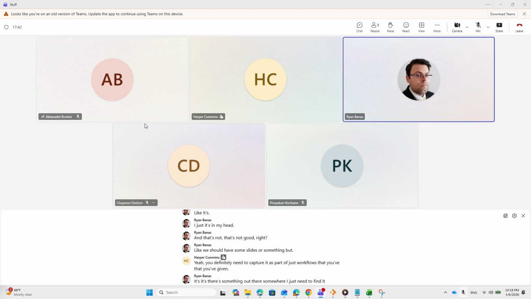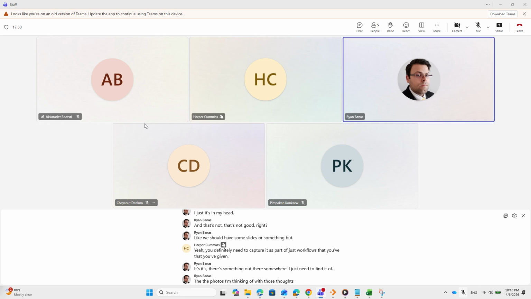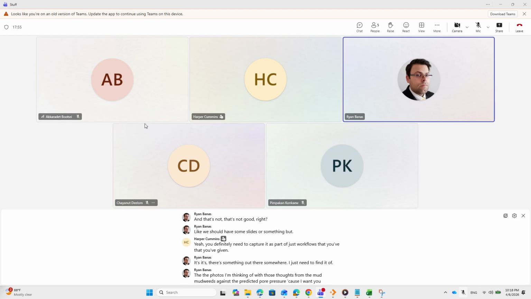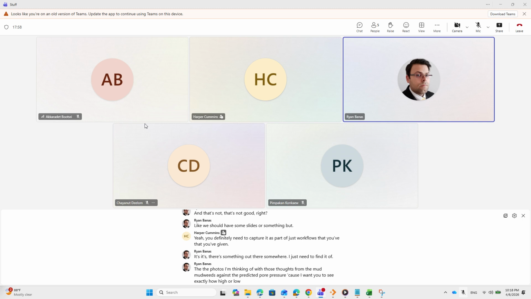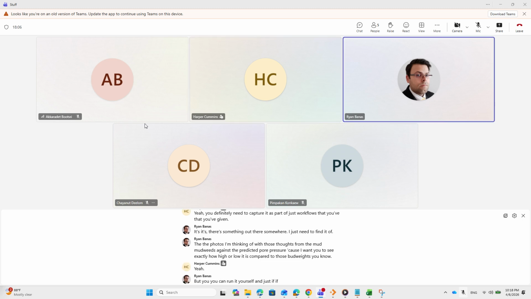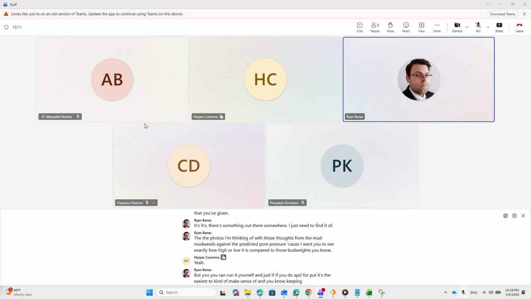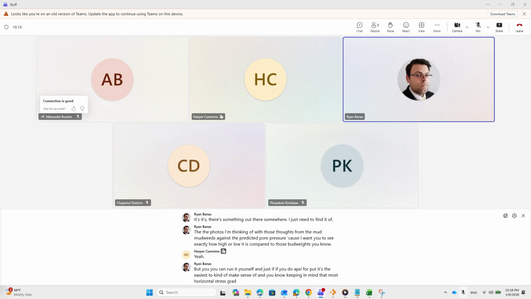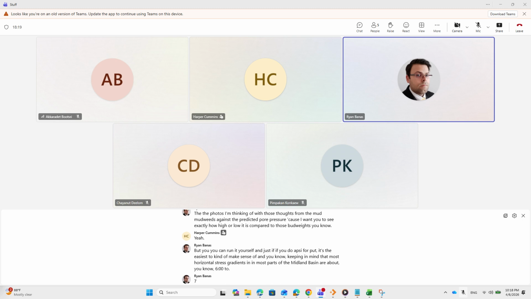I just need to find it. I'm thinking of the photos with those dots from the mud weights against the predicted pore pressure, because I want you to see exactly how high or low it is compared to those mud weights. But you can run it yourself, and if you do PSI per foot, it's the easiest to make sense of. Keep in mind that most horizontal stress gradients in most parts of the Midland Basin are about 0.6 to 0.7 PSI per foot.